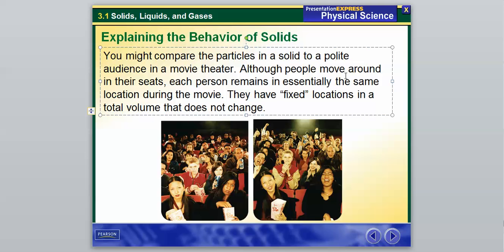in the fact that I am staying in my seat, but they compare the vibration to moving around in your seat. So they have fixed locations in a total volume that does not change. So that is how a solid works. Again, they vibrate around, but since there are such strong forces of attraction there, they're not going to go from place to place.